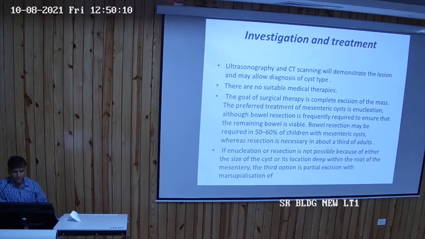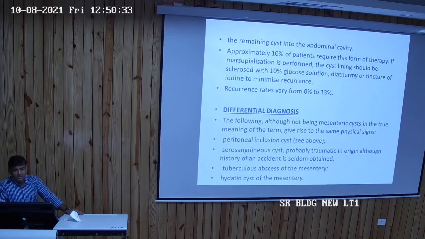If enucleation or resection is not possible because of either the size of the cyst or its location, sometimes it's located deep in the root of the mesentery, in these cases partial excision or marsupialization can be done. Approximately 10% of patients require this type of treatment, the partial removal and marsupialization. If marsupialization is performed, the cyst lining should be sclerosed with 10% glucose solution, or diathermy, or tincture iodine. The recurrence rate in cases of cyst is 0 to 13%.